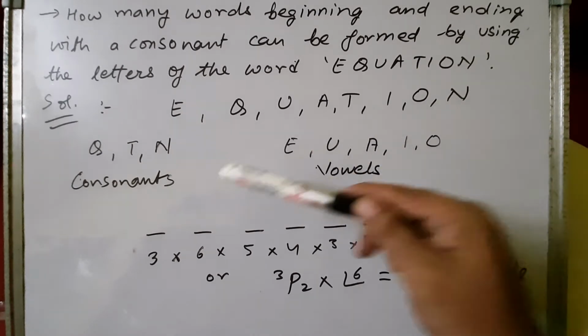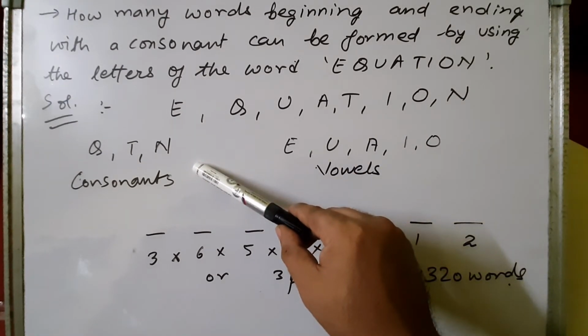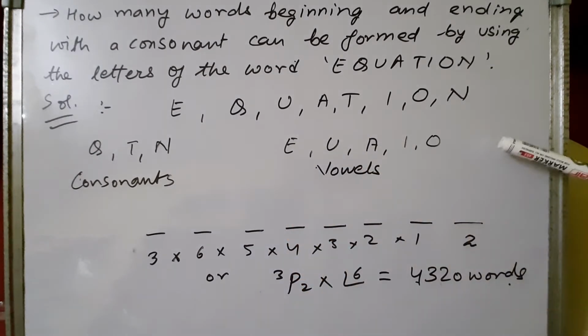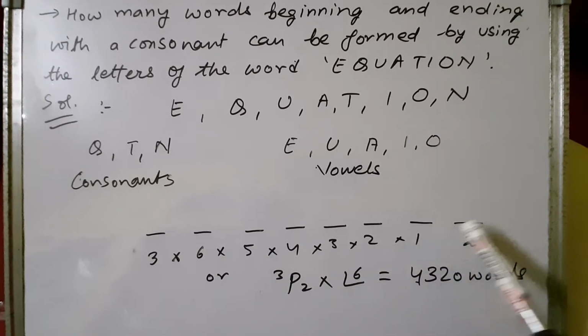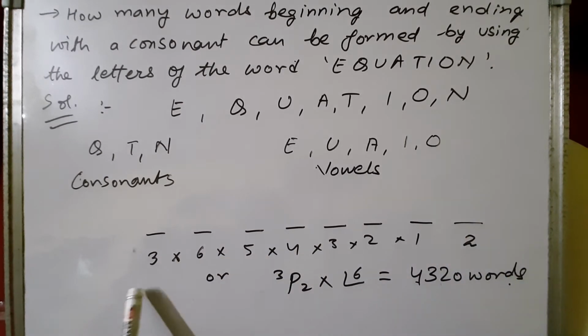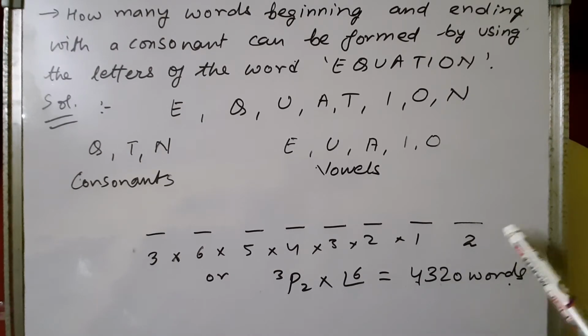So how many consonants do we have? We have 3 consonants, Q, T, and N. And how many vowels? All 5 vowels, E, U, A, I, O, right? So the beginning and the ending must be a consonant. That means if these are the 1, 2, 3, 4, 5, 6, 7, 8 places, the first place must be covered by a consonant and the last place must be occupied by a consonant.